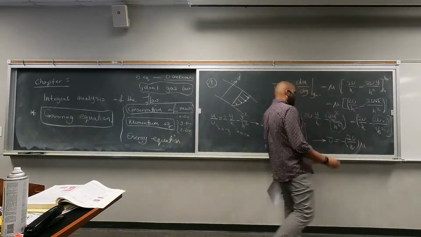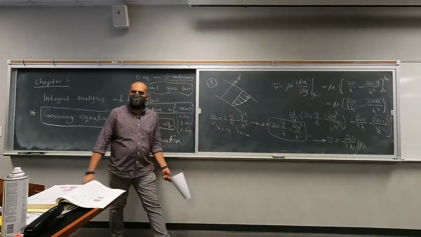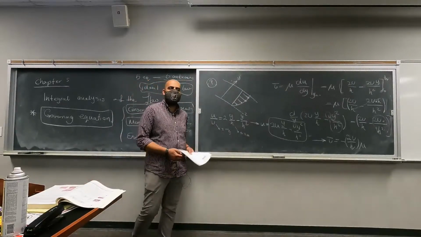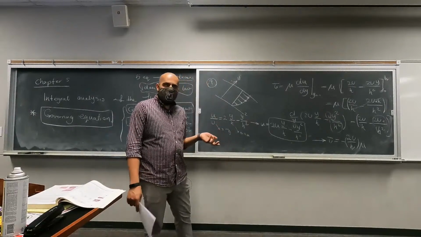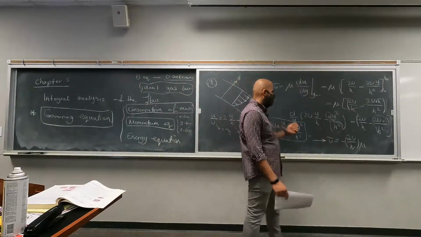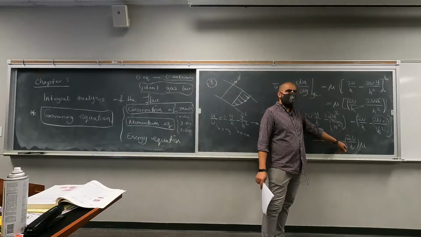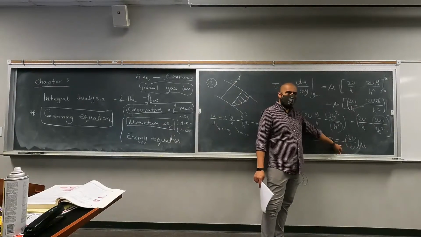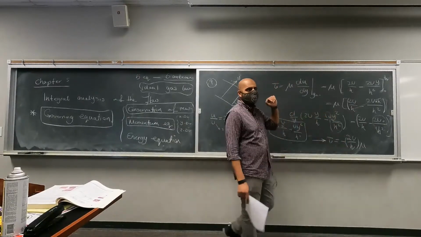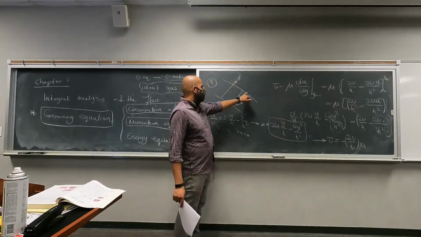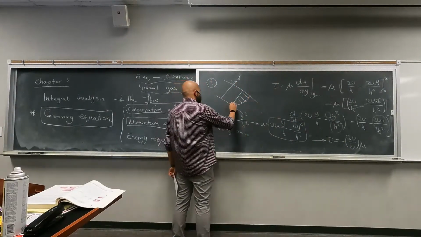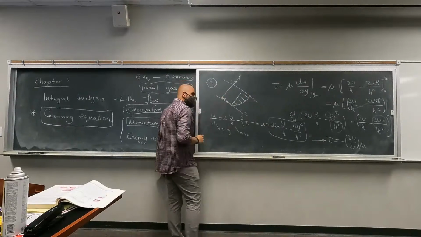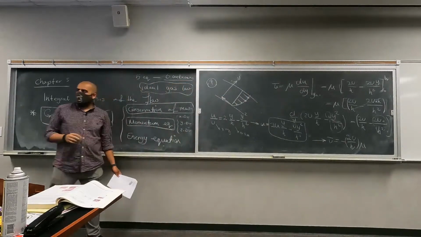So plug the values in. You were given the mu, you were given the u and h. You plug the values in, you calculate the shear stress. But how can we determine the direction? It has a negative sign, which is telling you that the direction of the shear stress is in the opposite direction of the capital U. So the direction of the shear stress is going to be in this direction. Okay?